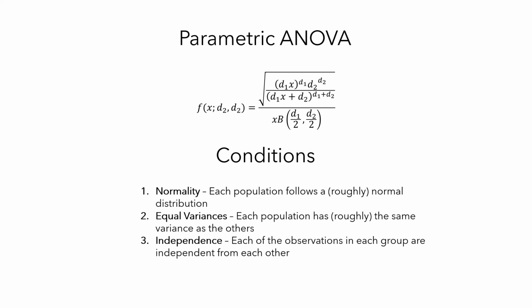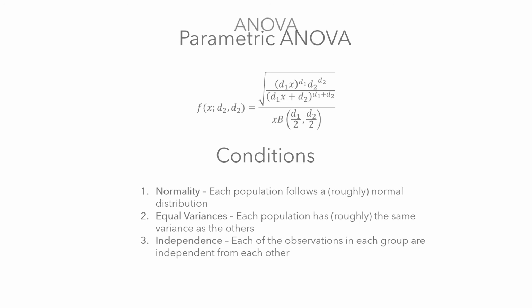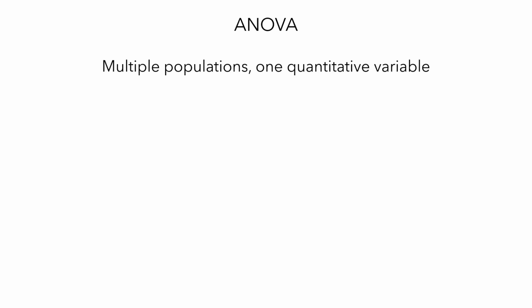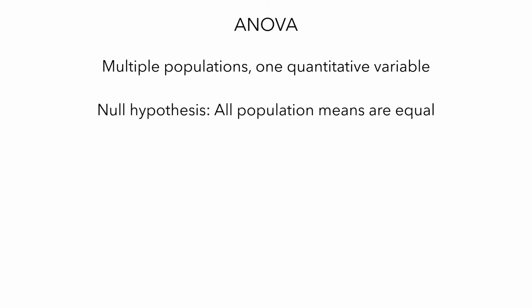Now, let's summarize what we've seen here. ANOVA, or analysis of variance, is a technique for making statistical inferences in situations when you have multiple populations and one quantitative variable. The null hypothesis is that all of the population means are equal.